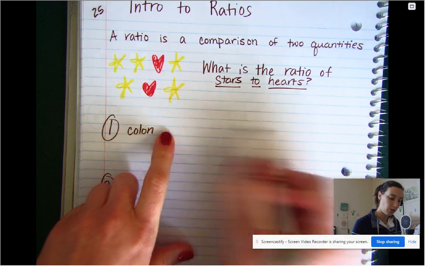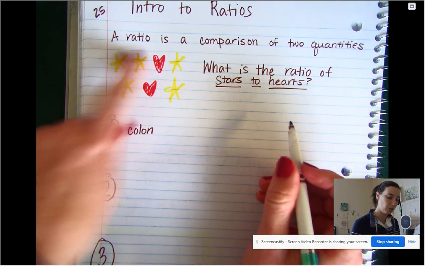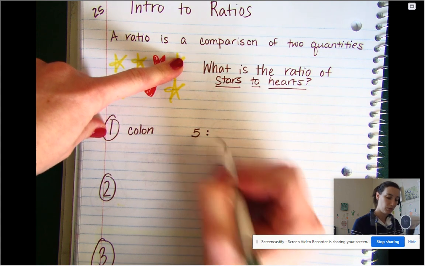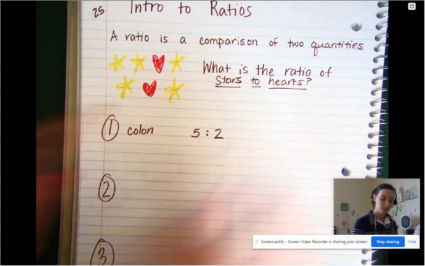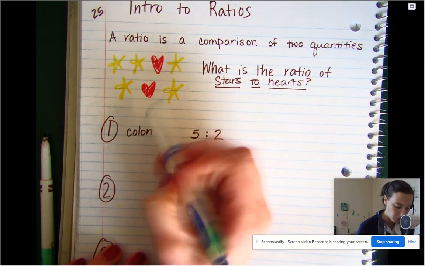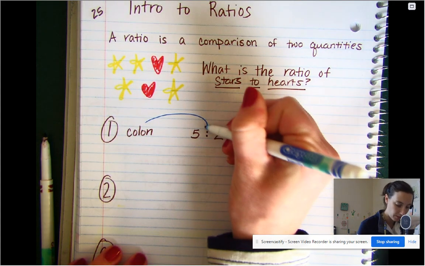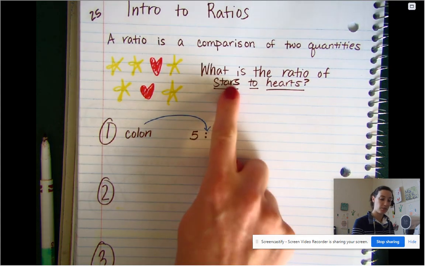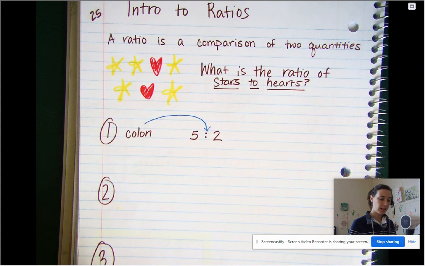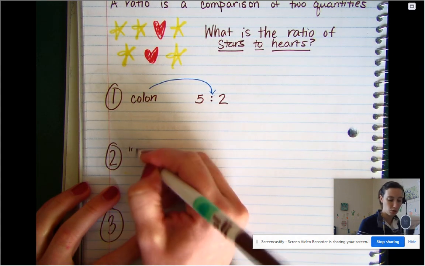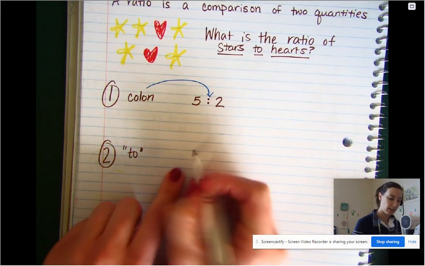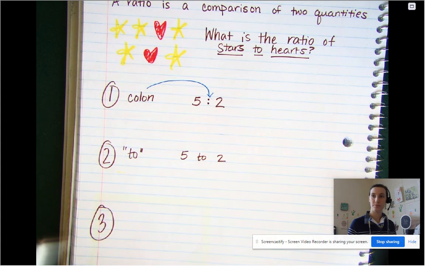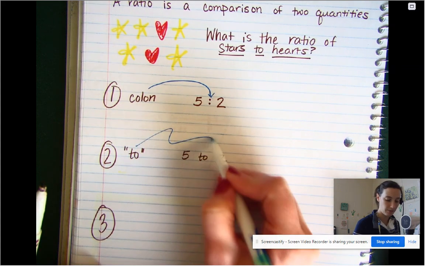And so the ratio of stars to hearts would be there's 1, 2, 3, 4, 5 stars to 2 hearts. So when we say colon, that's what this is right here, the little thing that shows up in the time. Okay? Again, important to make sure that the number of stars comes first. The second way to do it is to use the word to, as in 5 to 2. Seems simple enough, right?